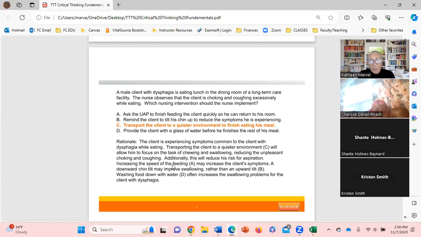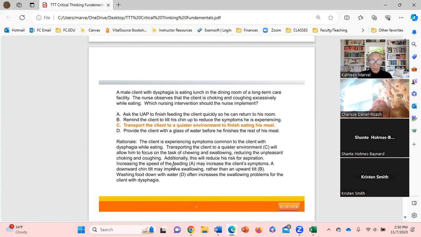So the client with dysphagia is eating lunch in the dining room of a long-term care facility. The nurse observes they're choking and coughing. Okay. The best answer is transport the client to a quieter environment to finish eating his meal. What's the rationale? Allow him to focus on the task of chewing well and swallowing.